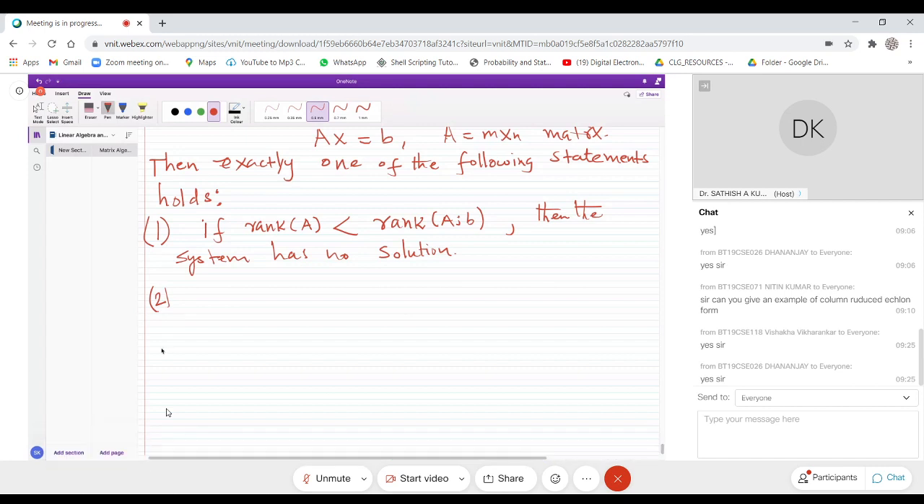Now the second case is obviously when they are equal. If the rank of A equals the rank of [A|b], then the system is consistent, but it has the following two more things.